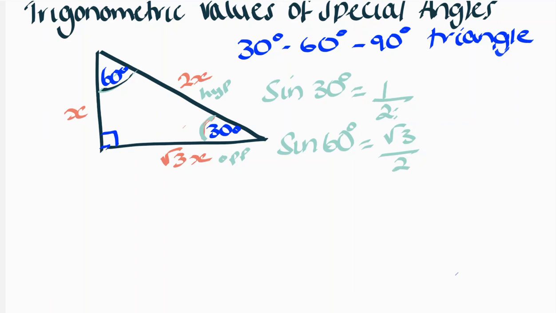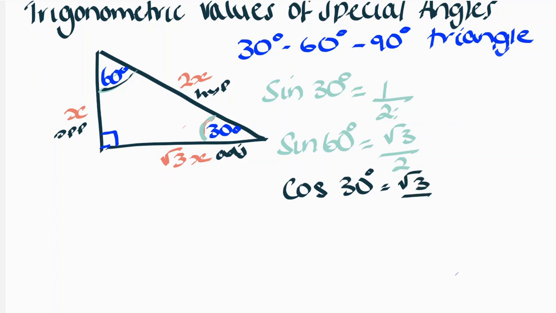If we look at cosine, so let's just erase this a second. So looking at cosine, so cosine of 30, this is going to be opposite, hypotenuse and adjacent. So for 30 degrees we have adjacent, which is root 3, over hypotenuse, which is 2. The x's will cancel.